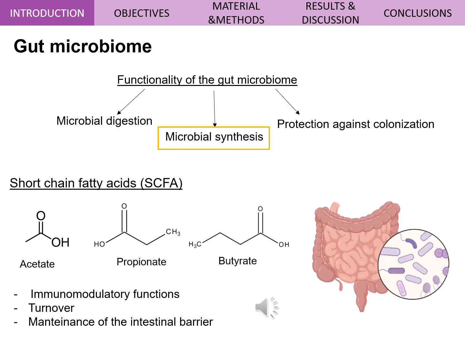The gut microbiome plays many roles in the maintenance of gut health, and one of its key functions is microbial synthesis, which consists of providing the host with molecules with limited availability in the environment. One of these molecules are short-chain fatty acids that are synthesized by microbes from fibers. These are mainly acetate, propionate, and butyrate, and they're very well known for their positive role on the intestinal epithelium. They have immunomodulatory functions, they promote the turnover of enterocytes, and they are involved in the maintenance of the intestinal barrier.